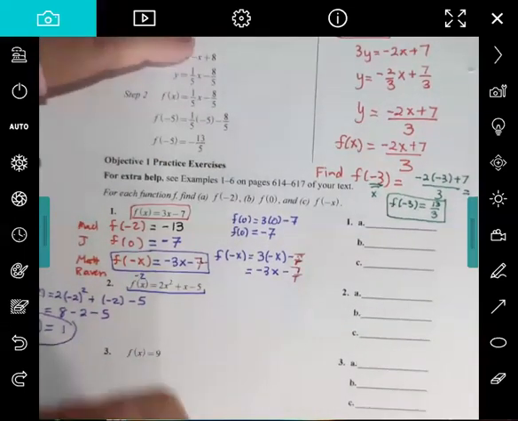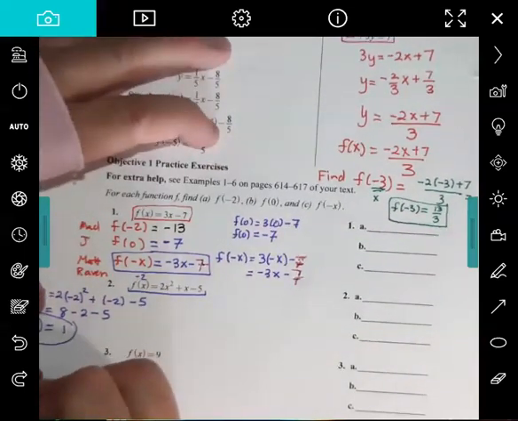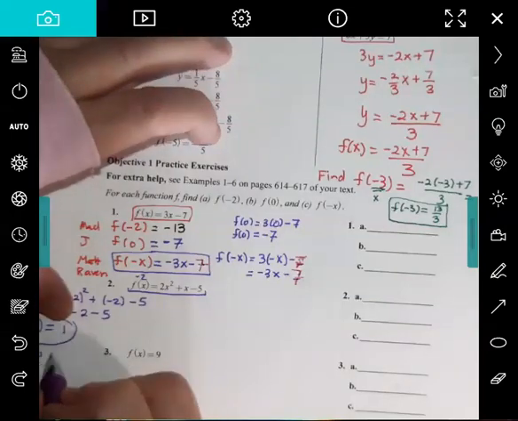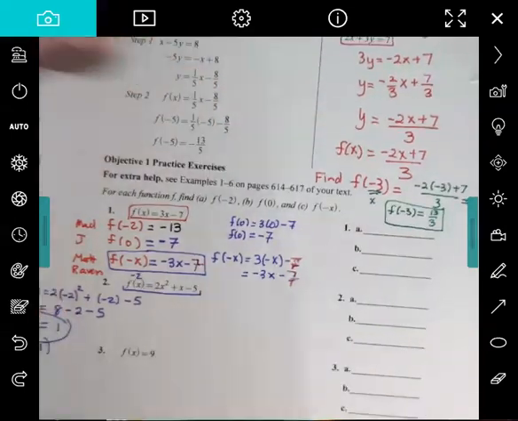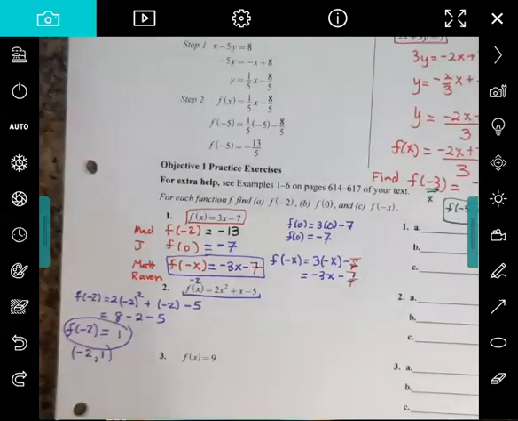So if we were putting this on a graph, there would be a point at x equals negative 2. The corresponding y would be at 1. That point would be on the graph. So we're finding these, yeah.